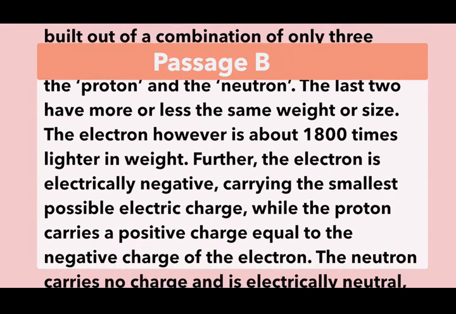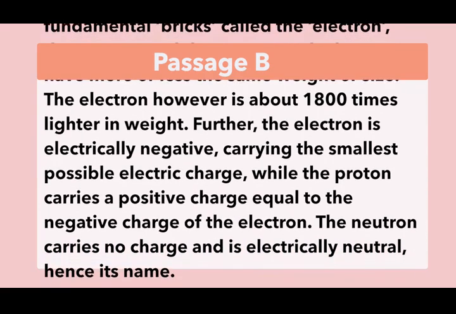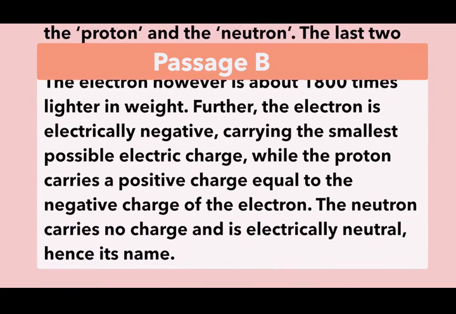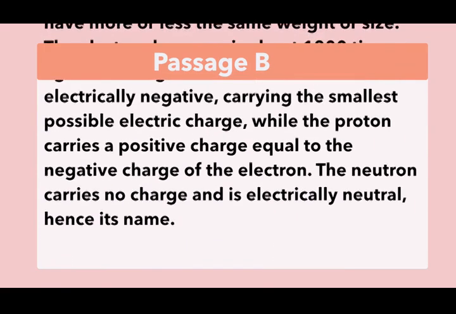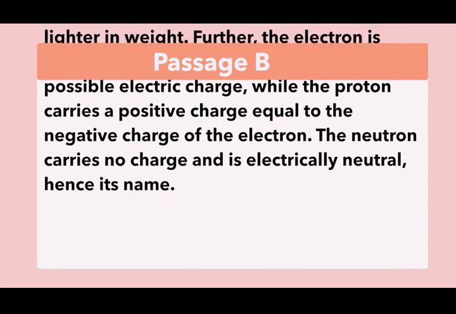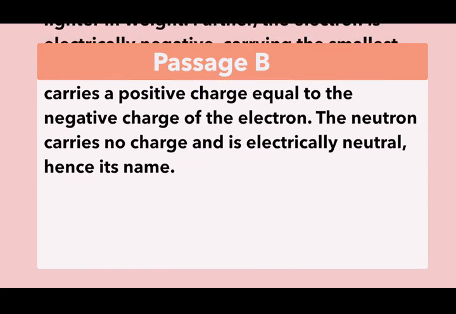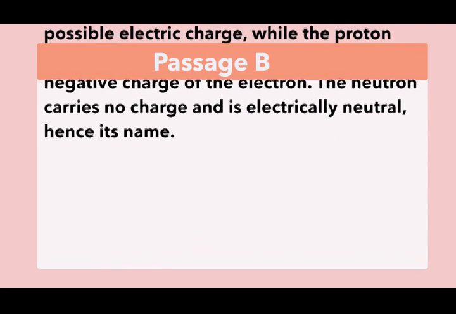Further, the electron is electrically negative, carrying the smallest possible electric charge, while the proton carries a positive charge equal to the negative charge of the electron. The neutron carries no charge and is electrically neutral, hence its name.